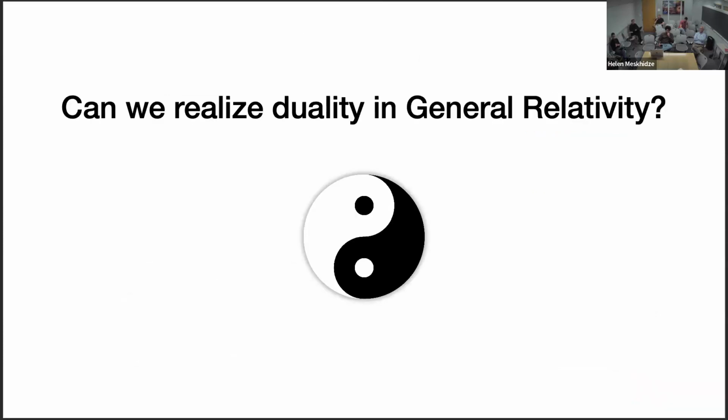So now the question that I want to pose is, can we realize duality in general relativity? That would be, I'd say, the second part of the talk. So far, everything was a review, and now there will be some new results. Can we realize duality? In a sense, now I want to go backwards.